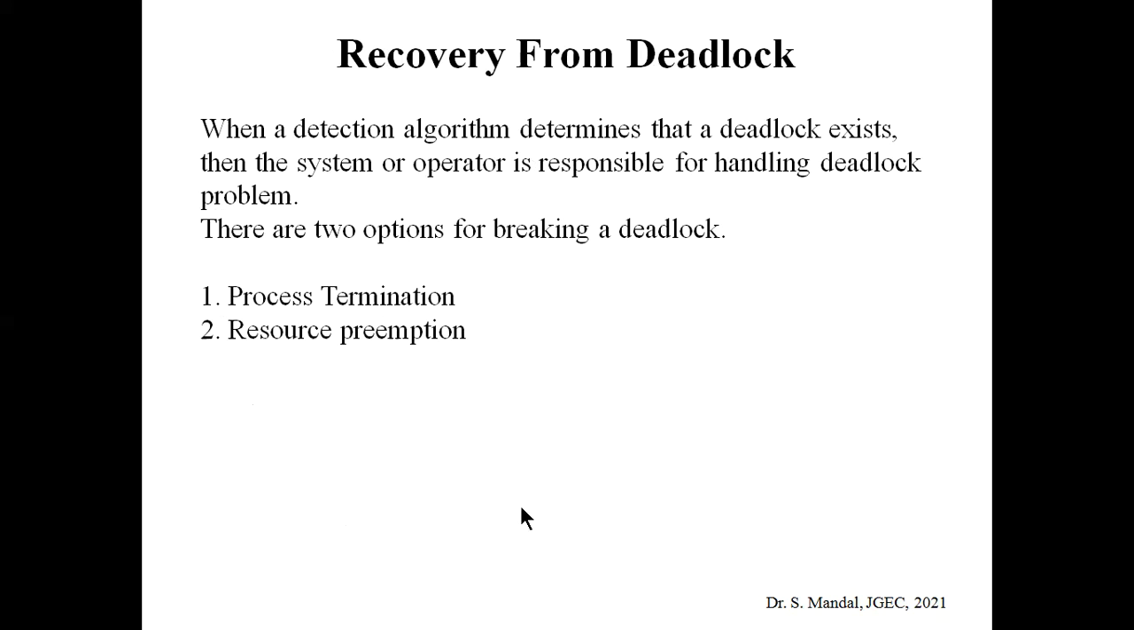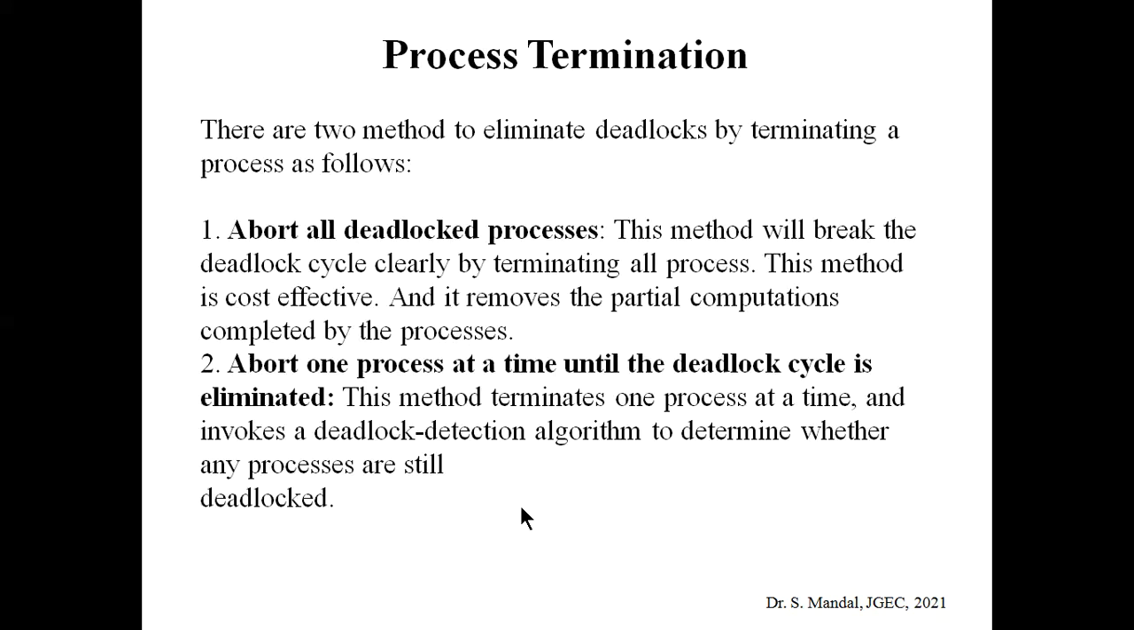Now the next point is recovery from deadlock. After the detection of the deadlock, how can we recover from the deadlock condition for a particular process or system? Basically there are two options for breaking a deadlock. One is process termination, another is resource preemption.